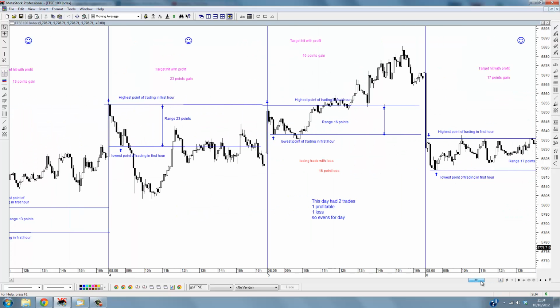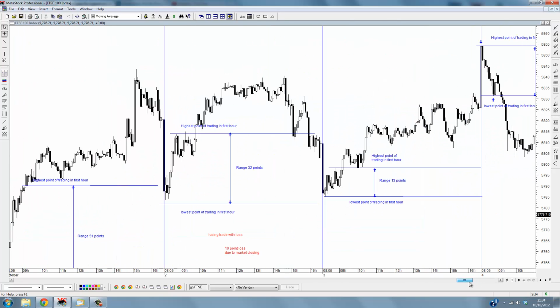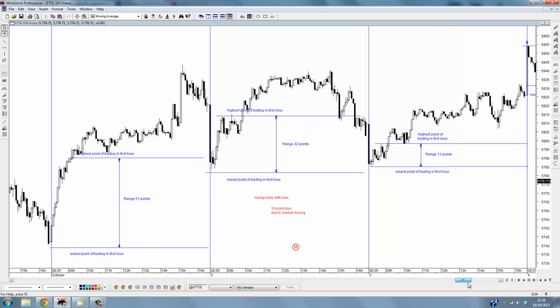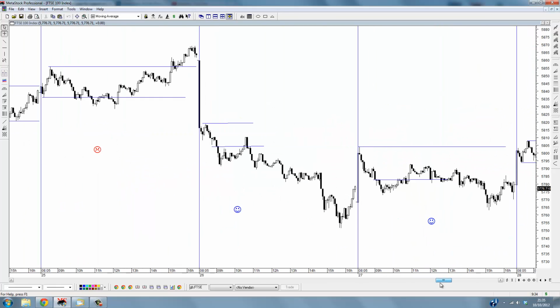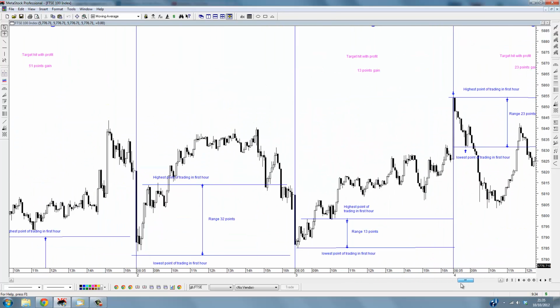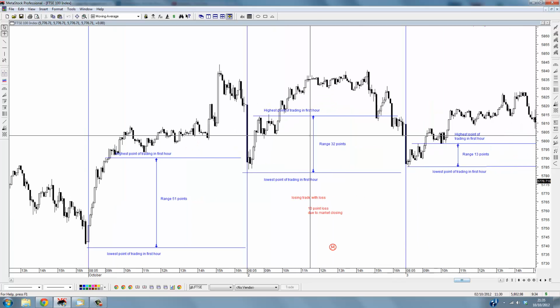So go back this way. Let's see if there are any losing trades. I can't just show you winning trades all the time. That's still a 10-point loss because it's due to the end of the day. I was trying to show you another losing trade if I got one. Okay, bad example. I'll show you this one losing trade here.